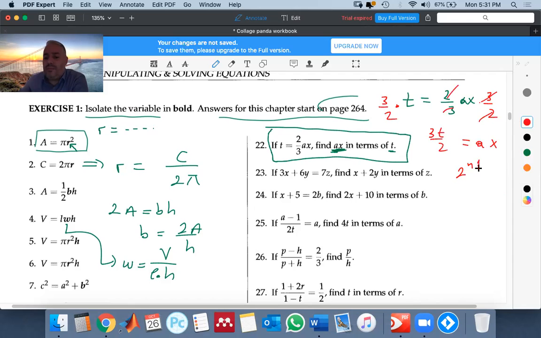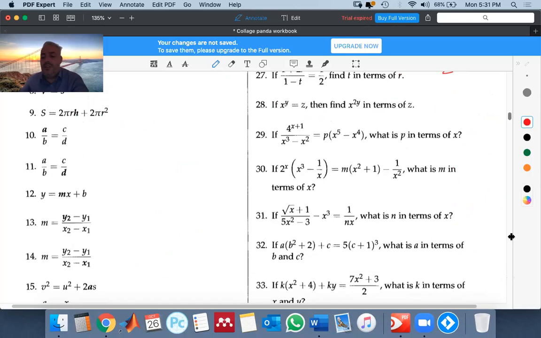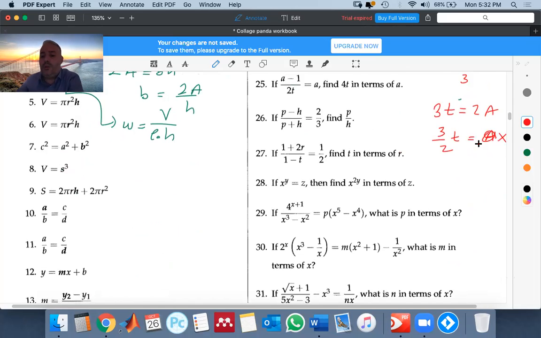Second way. T is equal to 2 over 3. Instead of AX, I will say A. AX is now A. So, if you do cross product, 3T, 2A, so just A is 3 over 2 T. What was the A? AX, so AX is 3 over 2 T. Yeah, this is a little bit difficult. What are you going to do? Cross product, that's it. Cross product.